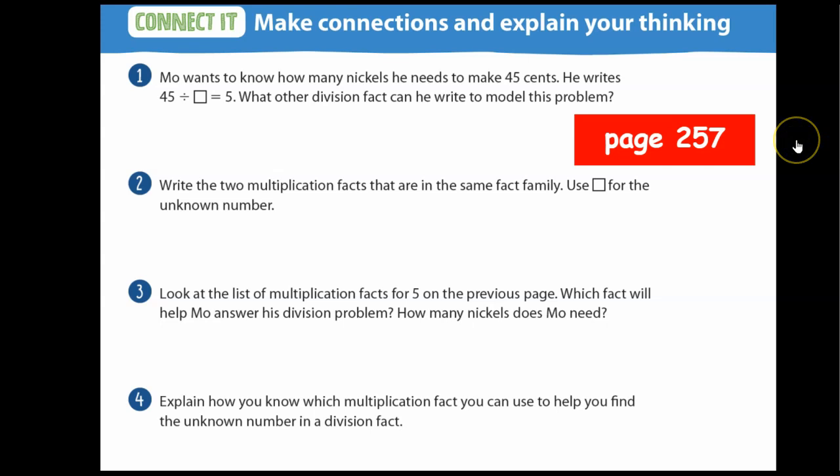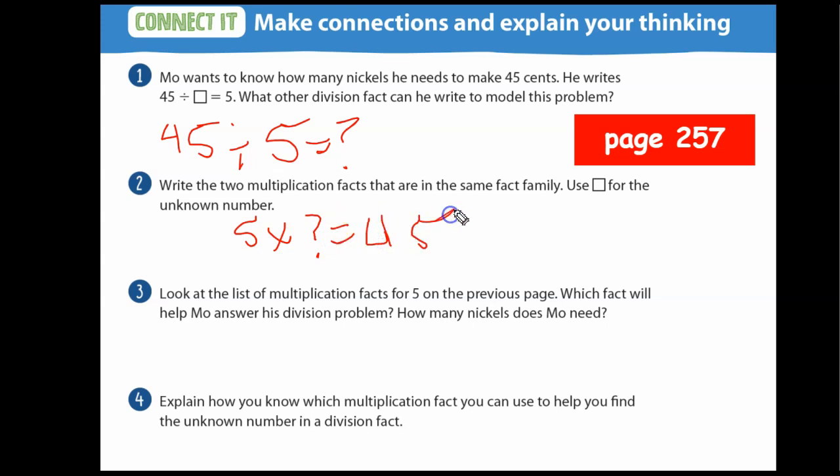40 divided by 5. Okay, there you go. It's the same number. So 45 divided by 5 equals question mark. That's the unknown. We don't know that. Then what would be the two multiplication equations that I could use? 5 times question mark is 45. Good. 5 times question mark, or they say to use a square for that. So let's do that. 5 times square equals 45.